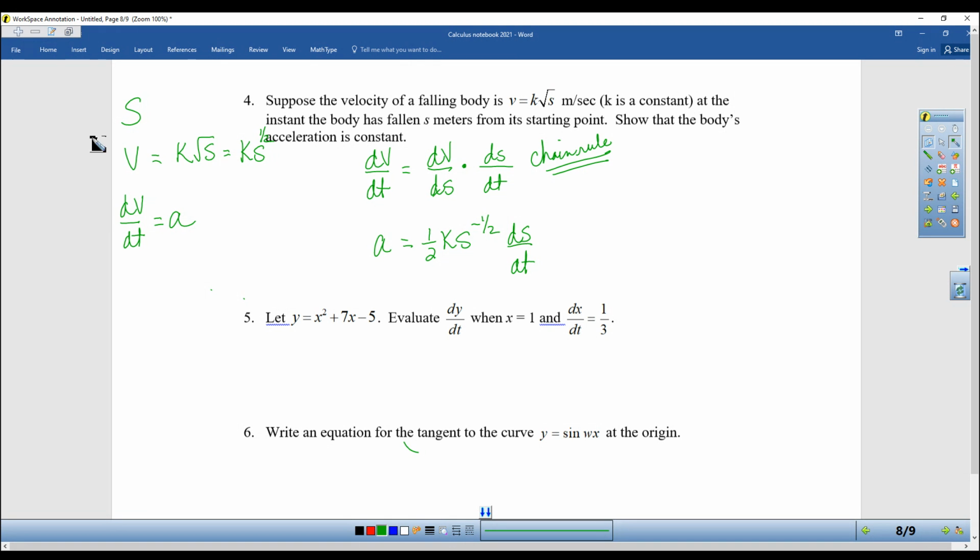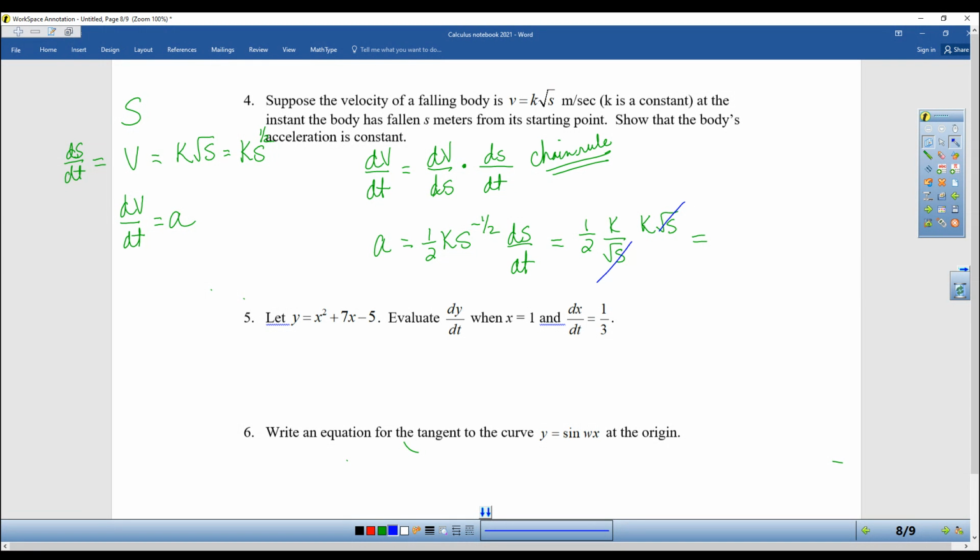The derivative of s with respect to time is velocity. Remember, in our SVA series, if you take the derivative of the s equation with respect to time, you'll get velocity. If you take the derivative of velocity with respect to time, you'll get acceleration. So I can replace that. I'm going to move my s to the bottom. I can replace ds dt with velocity, which is k square root of s.